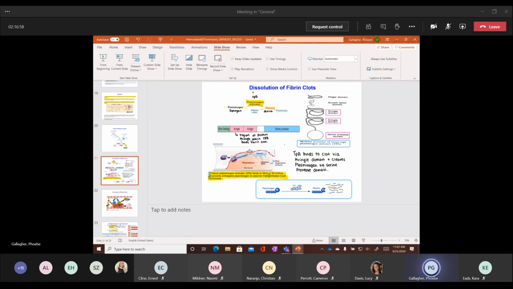TPA is the enzyme. It's also called tissue plasminogen activator. That's what the PA stands for. TPA is the enzyme that activates plasmin. So it takes the plasminogen and cleaves off plasminogen's propeptide, just like all the other zymogens, which have a propeptide that gets cleaved.